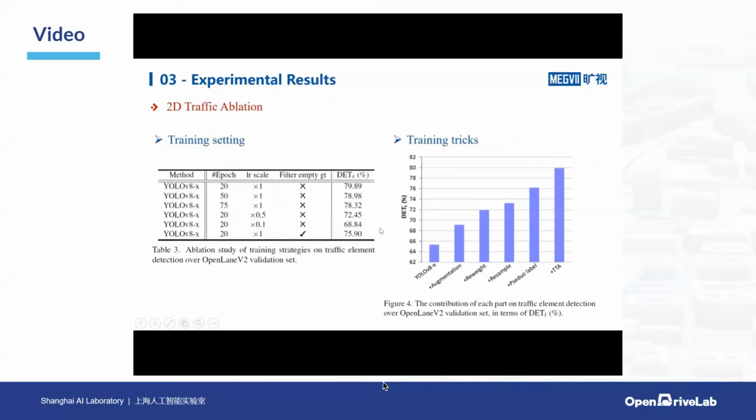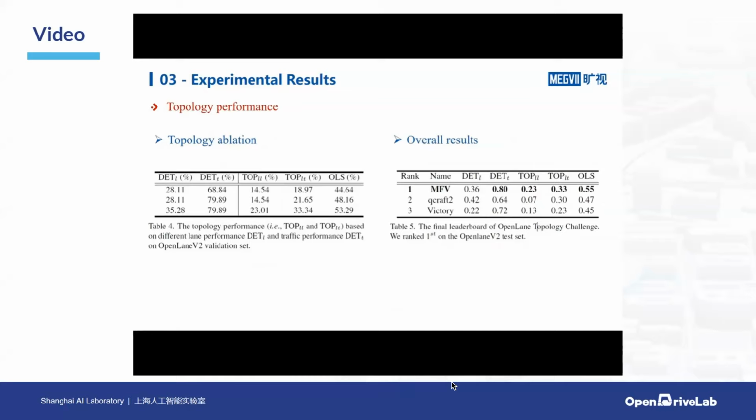Lastly, we have shown the results of topology relationships under varying lane and traffic detection performance. The performance of topology relationship will improve as the performance of both detection tasks increases. In the test leaderboard, we achieved the first place performance, leading the second place by 8 points. That's all my talk. Thanks for listening.